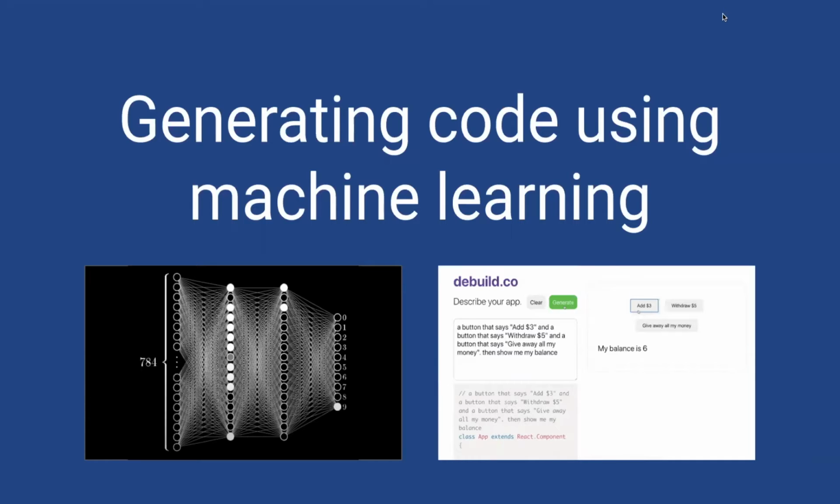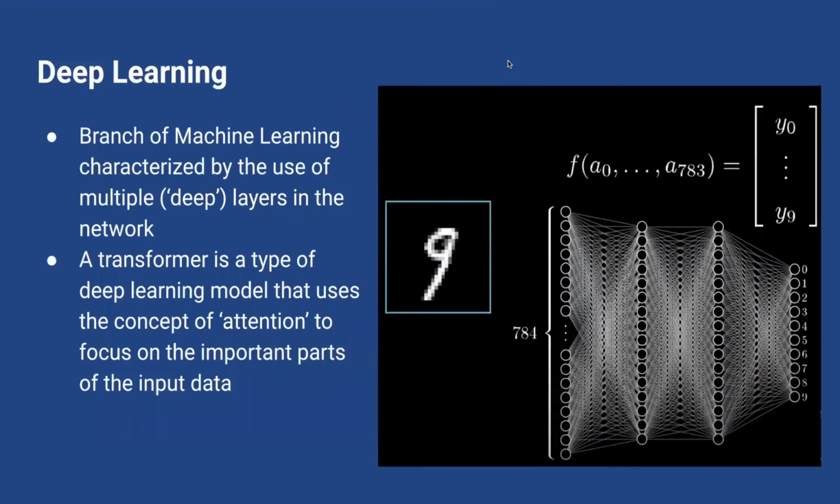Thanks, Aaron. So today I'm going to be giving a talk on generating code using machine learning, which is kind of an idea that's only really been possible in the last year or so, realistically, and may potentially be something that's quite important for us to think about as software developers going forward. I'm going to give a quick overview of machine learning and deep learning.